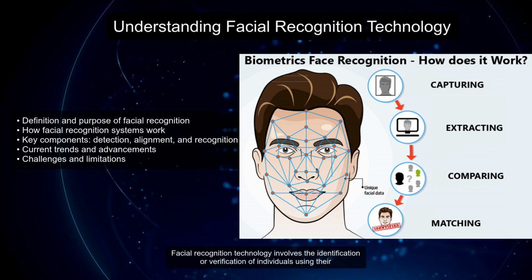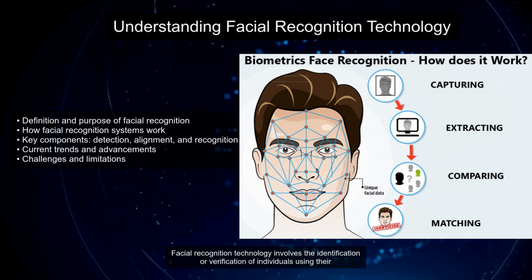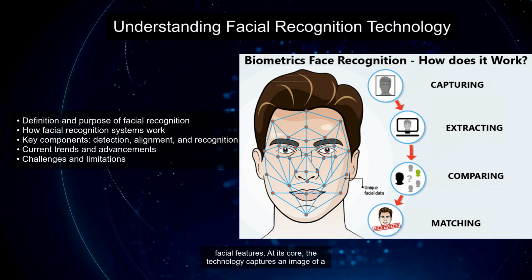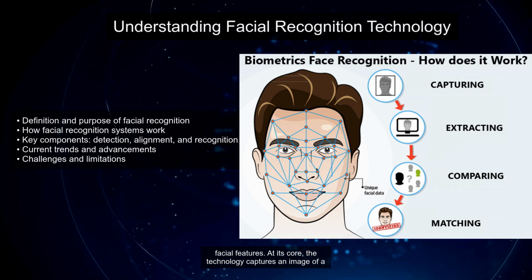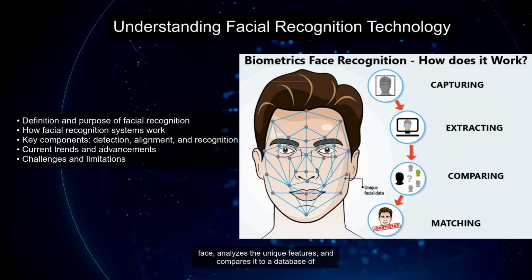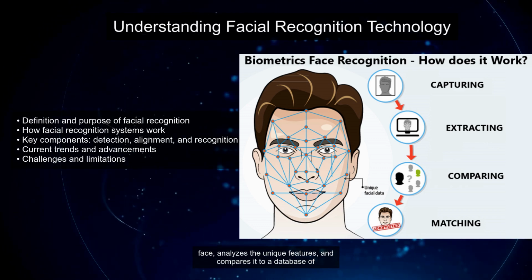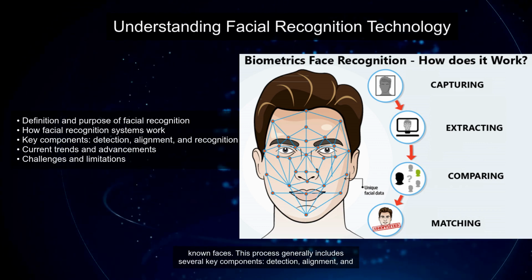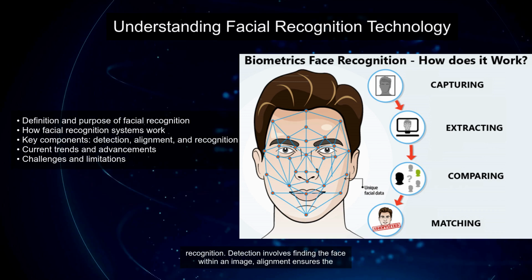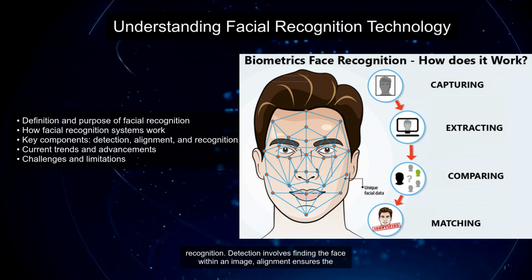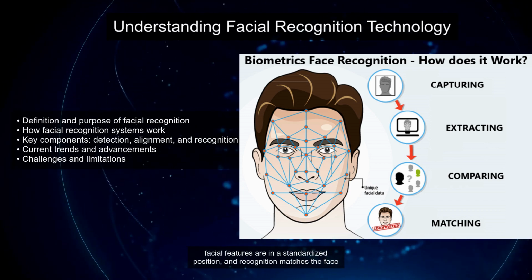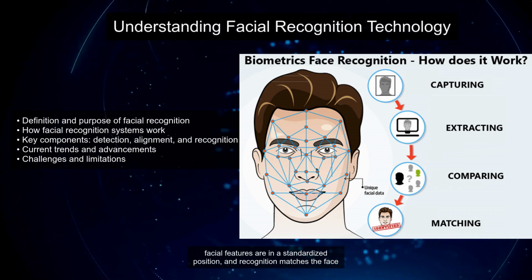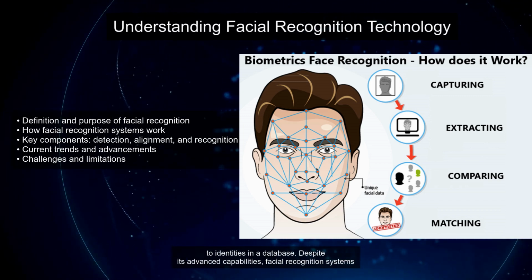Let's get started. Facial recognition technology involves the identification or verification of individuals using their facial features. At its core, the technology captures an image of a face, analyzes the unique features, and compares it to a database of known faces. This process generally includes several key components: detection, alignment, and recognition. Detection involves finding the face within an image, alignment ensures the facial features are in a standardized position, and recognition matches the face to identities in a database.